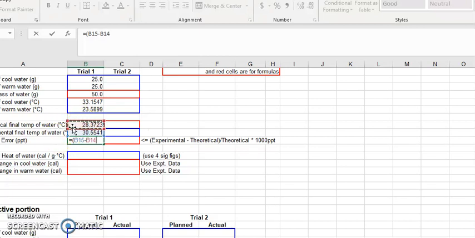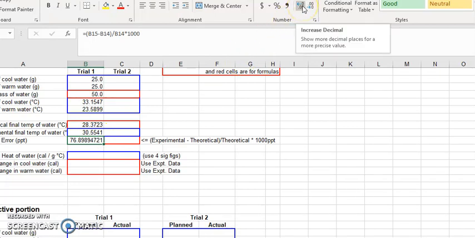So just open parentheses, experimental minus theoretical, close your parentheses, divided by my theoretical, and then we're doing this in parts per thousand. If it was a percent error that we were trying to find, we would multiply by 100, but we're doing it in parts per thousand, so I'm going to multiply it by 1,000. This has way too many significant figures. I should have a total of 6. So I'm going to go up here and make sure that I only have 6 total.